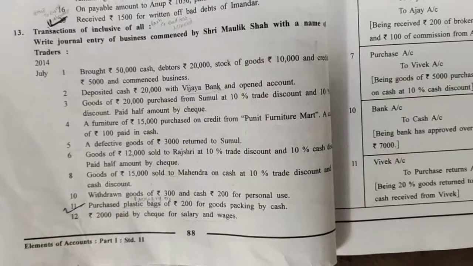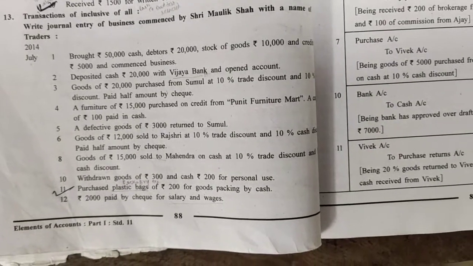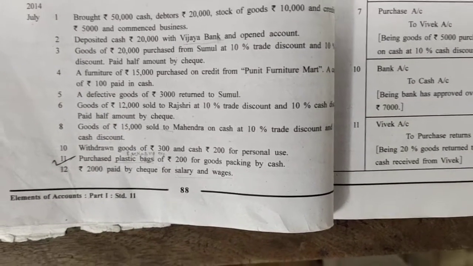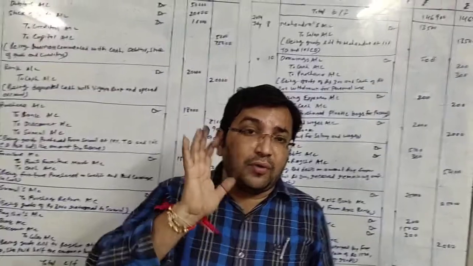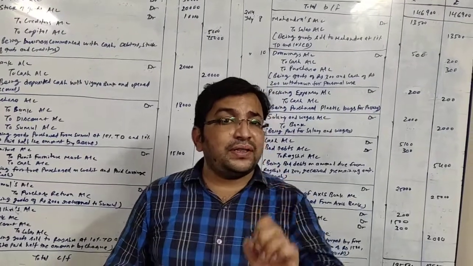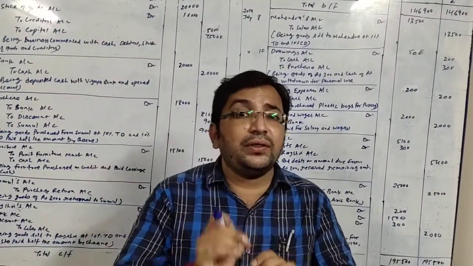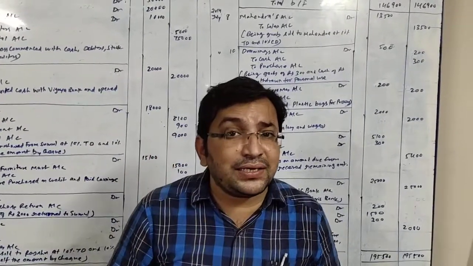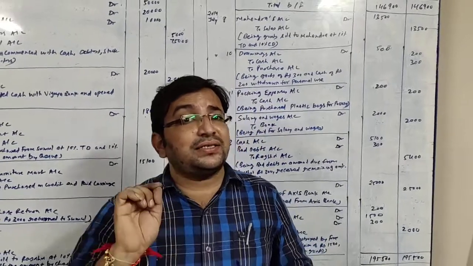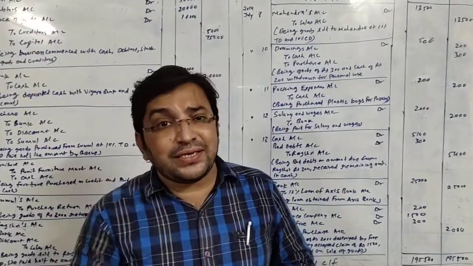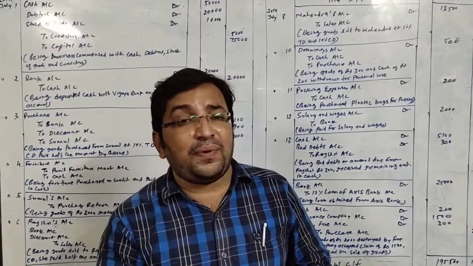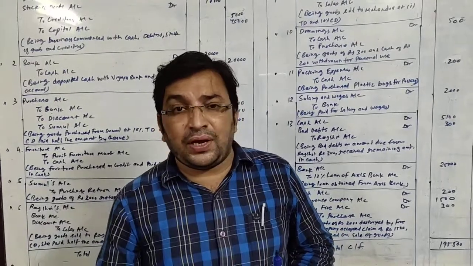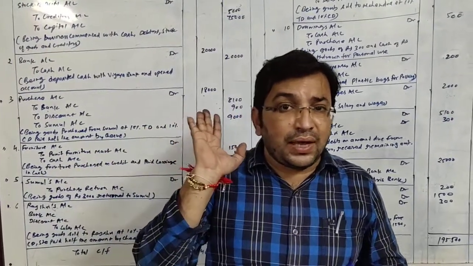Now we will continue with the next transaction. The next transaction is on date 8. Goods of rupees 15,000 sold to Mahendra at 10% trade discount and 10% cash discount. Now my friends, here we have to understand one thing: goods is sold to Mahendra with trade discount and cash discount, but nowhere is it mentioned that the transaction is cash. So this transaction is credit. That means cash discount is just an offer here, it will not be applicable because payment is not done by Mahendra through any medium, neither cash nor check.